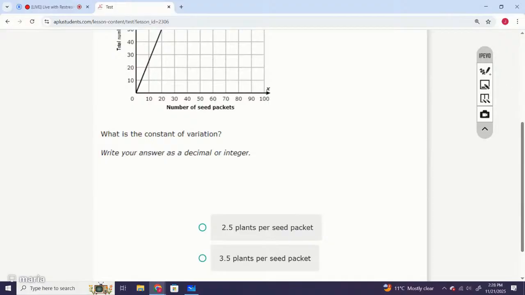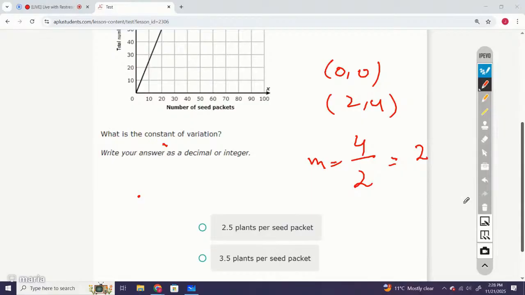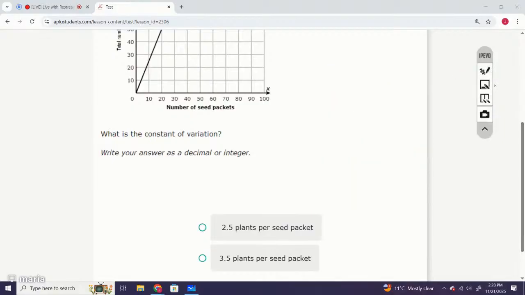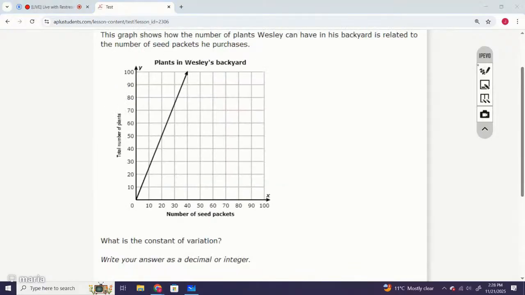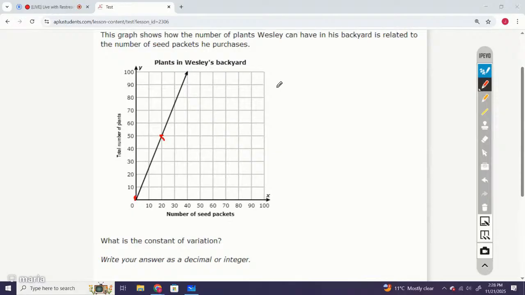So we need to calculate the slope actually, right? For the slope, we need to find 2 points on the graph, and then we're going to calculate the slope, that is change in y divided by change in x. So here is the first point and here is the second one. x is 0, 0, y is 20 and 50.